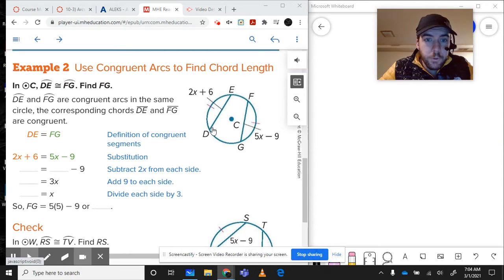Okay, example number two is going to be another fairly quick one as well. Not quite as quick as the last one, but fairly quick. So here they're saying arc DE and arc FG.